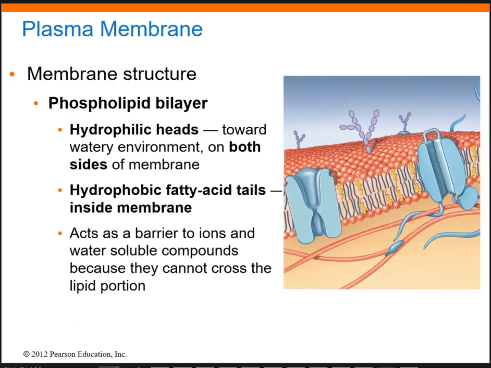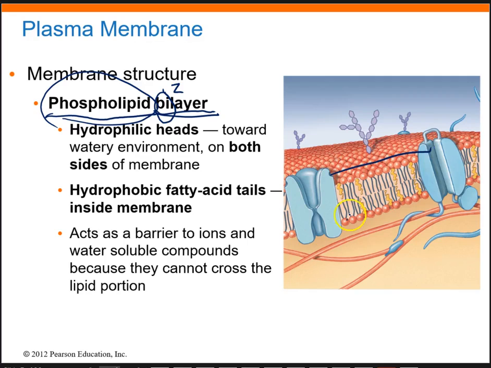The plasma membrane is made mostly out of a phospholipid bilayer. You guys should recognize this term, phospholipid. Remember, we looked at those when we looked at organic compounds. They're a specific type of lipid. Bilayer, bi meaning two, like a bicycle has two wheels. So two layers of phospholipids.